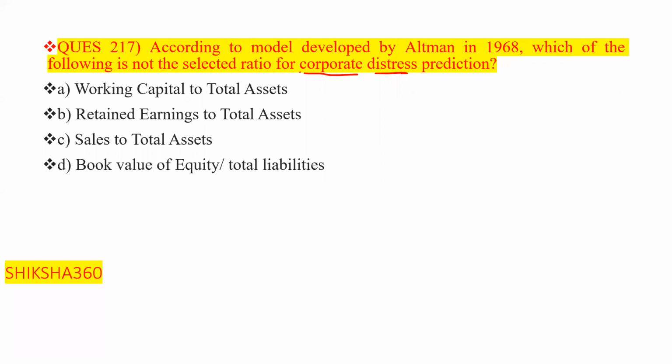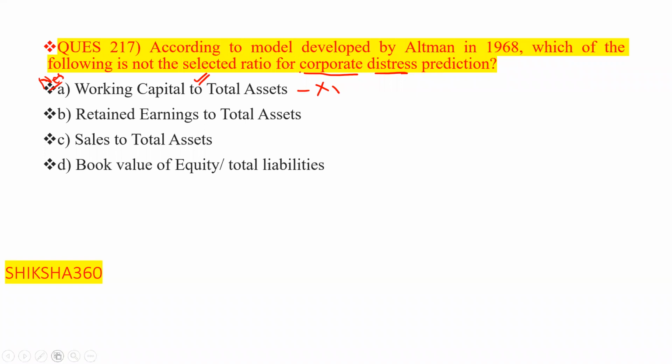Working capital to total asset ratio. Is this ratio used or not? If it is used, which one is it: X1, X2, X3, X4, X5? This is net working capital upon total asset, which is X1. So this one is used here. They are asking which one is not the selected ratio for corporate distress prediction.